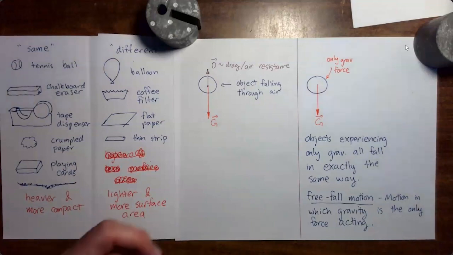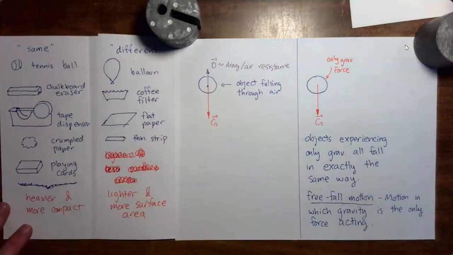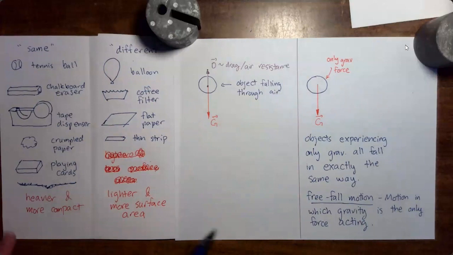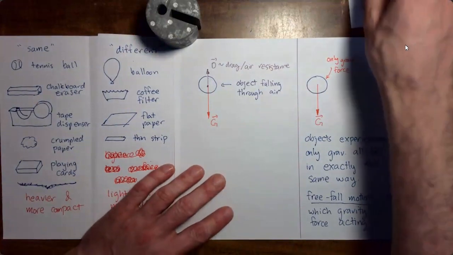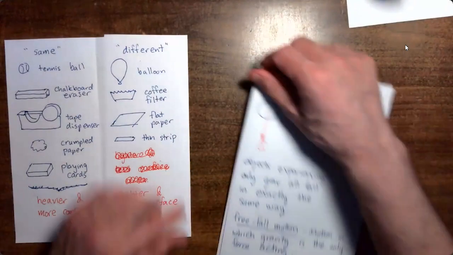Any two objects which are free falling will fall in exactly the same way as each other, provided that they started out with the same initial motion. In reality, none of the objects that I showed you in the demo were actually free falling. Any object I showed you in the demo was moving through air, and any object moving through air will always experience at least a little bit of air resistance.